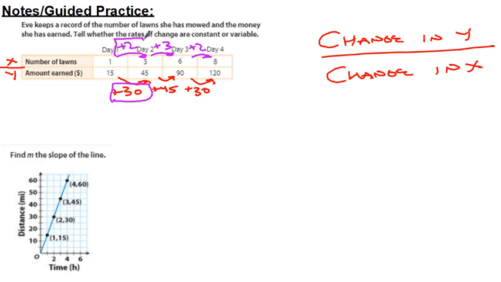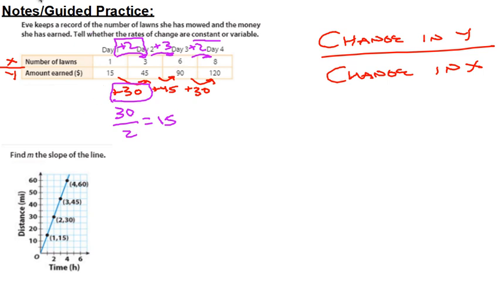We're not checking proportionality anymore. We're checking to see what's the rate of change, is it constant or variable? If it's constant, that means that these are going to be the same values if I set it up as change in y over change in x. So here's what I mean by that. The change in y here was 30. The change in x was 2. So that's 30 over 2. Well, 30 divided by 2 is 15. That means the rate of change was $15 per lawn.